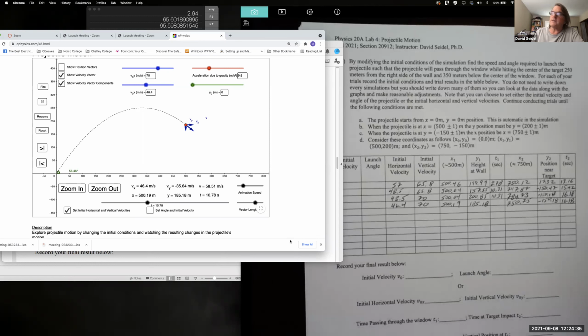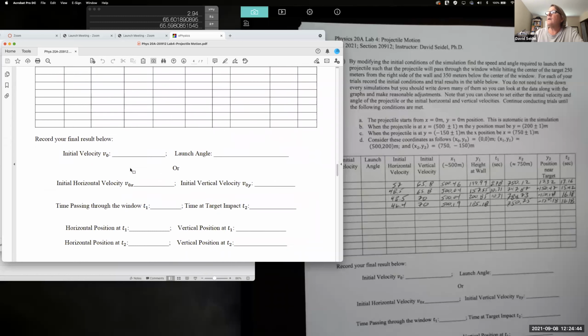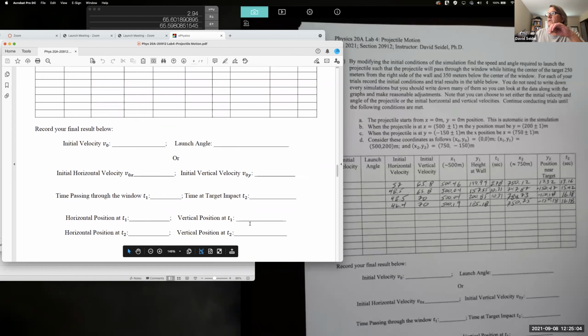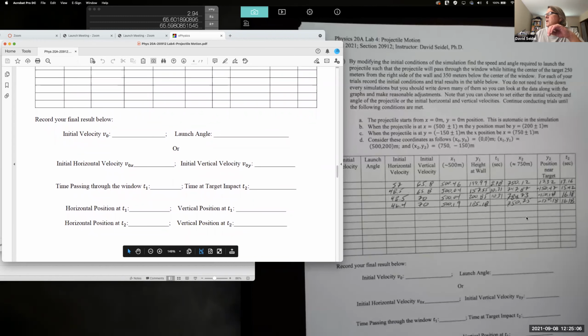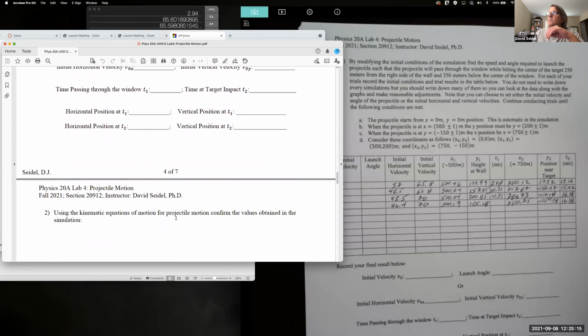And that's really all there is to this lab. When you get the final results, you're going to give the initial velocity, horizontal velocity, and vertical velocity, if you did it that way. You're going to give the time 1 when it passes through the window, and the time 2, the target. The horizontal position at T1, the horizontal position at T2, the vertical position at T1, and the vertical position at T2. You're going to write down the values that you recorded to say 5 significant figures. That's what your simulation gives you.